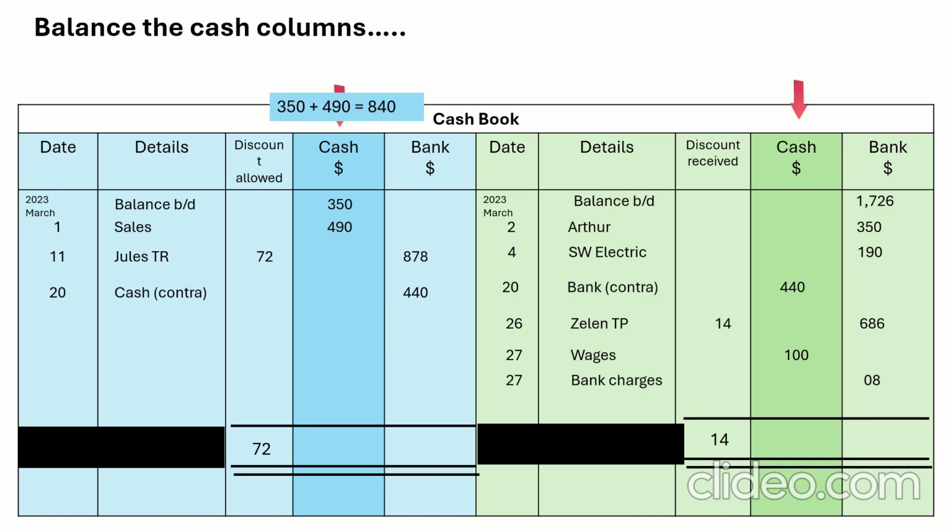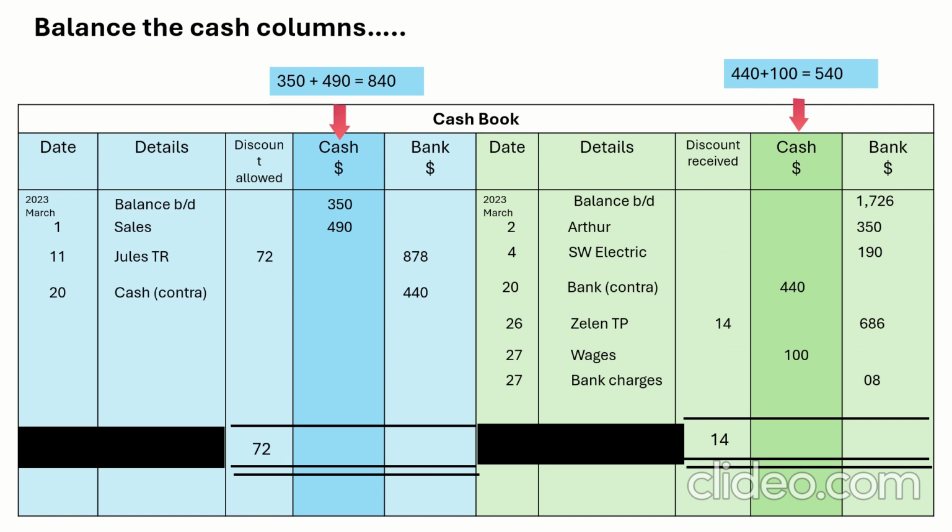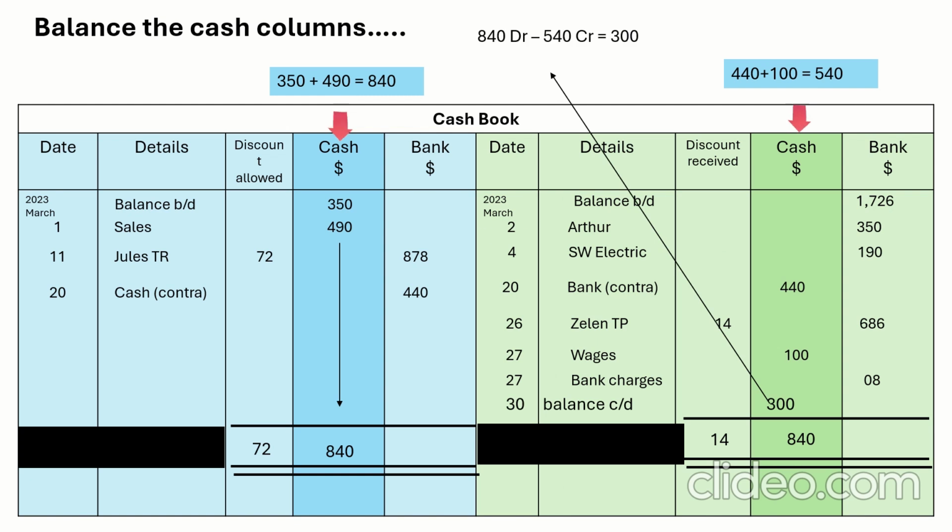So the debit side total, 350 plus 490, is 840, whereas the credit side, 440 and 100, is 540. As you can see here, the debit side is greater, so bring down the balance, 840, and the opposite side. From that you find the difference between 840 and 540, which gives you 300. So 30th, balance carried down in the cash column 300, and then bring it to the opposite side. First April, balance brought down 300 in the cash column.